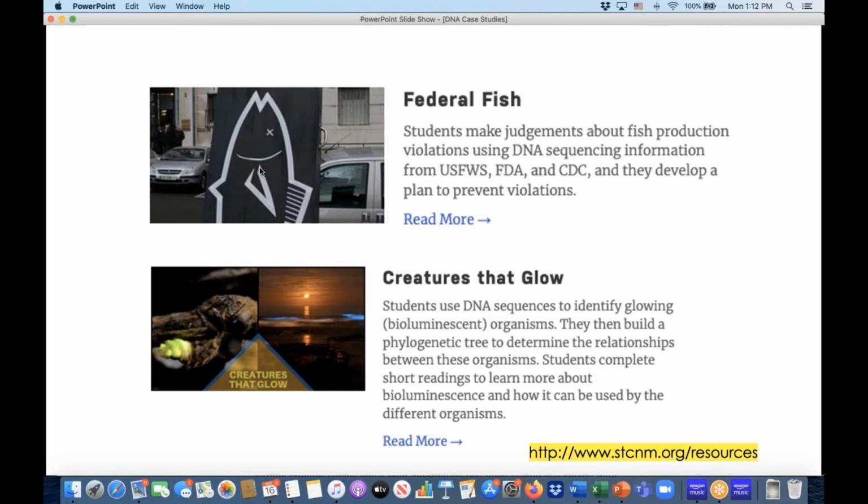And we have one for younger kids where they can use DNA sequences to identify bioluminescent or glowing organisms. And then younger students might think, well, all the organisms that glow must be closely related, right? And so they can actually use an online tool to build a little phylogenetic tree to show that the glowing creatures are actually from different groups of organisms. And so they might not necessarily be all that closely related. So those are some of our examples that we've made.